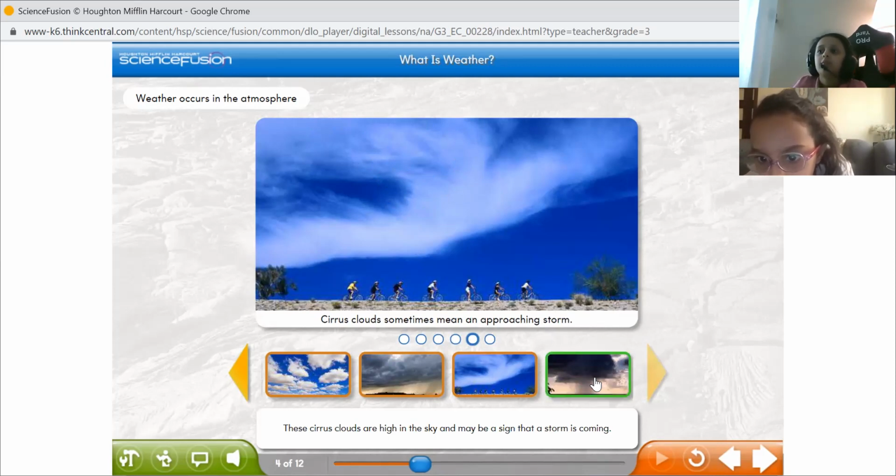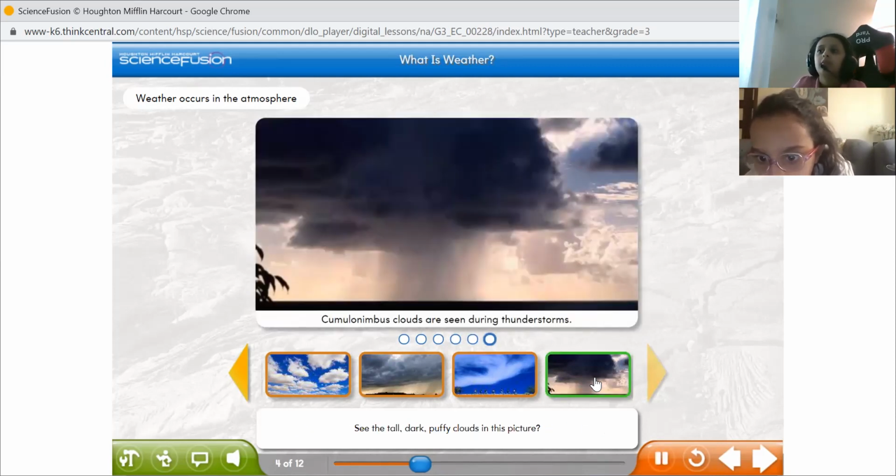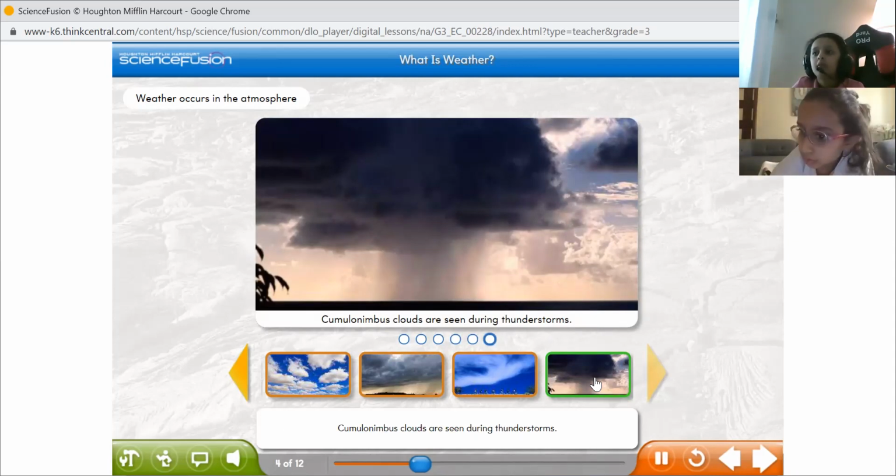Now let's see the last one over here. See the tall, dark, puffy clouds in this picture? Cumulonimbus clouds are seen during thunderstorms. This one looks really dark, really huge and big. It's called a cumulonimbus cloud, and it means a thunderstorm cloud. Sometimes they don't call it cumulonimbus. What do they call it? Thunderstorm cloud. Very good.